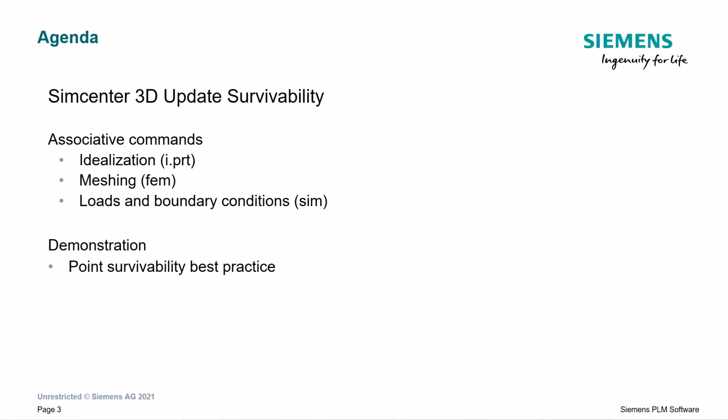Today we'll look at tips for improving update survivability and robustness. We'll begin with a brief presentation reviewing commands in the IPart, FEM, and SIM that are associative, as well as some that are not. Then I'll demonstrate how to idealize a hole with a mesh point and apply a load to it that will survive an update.